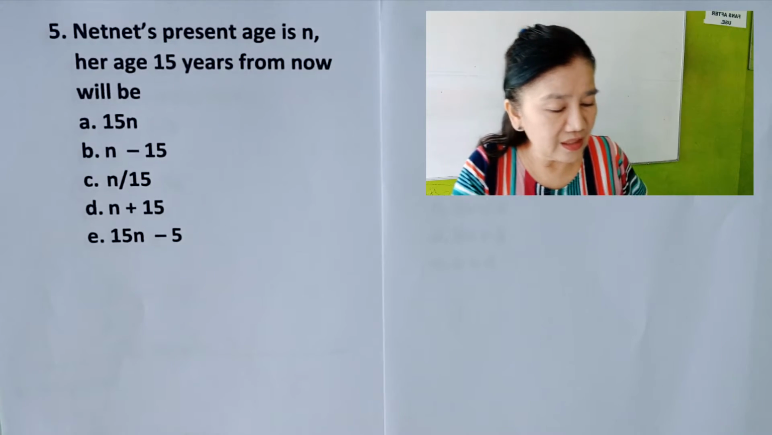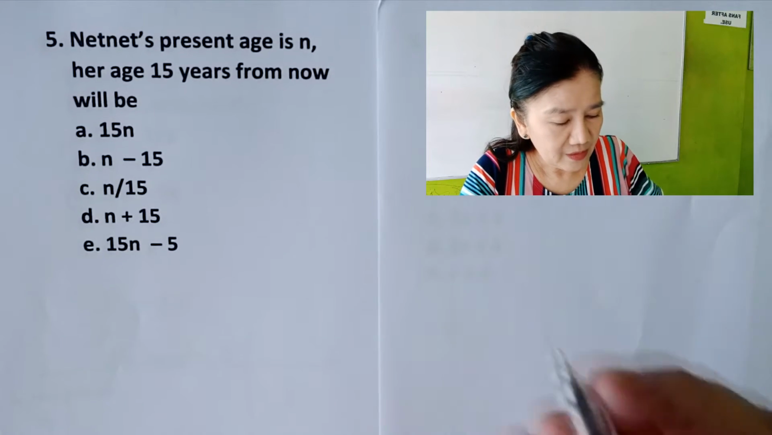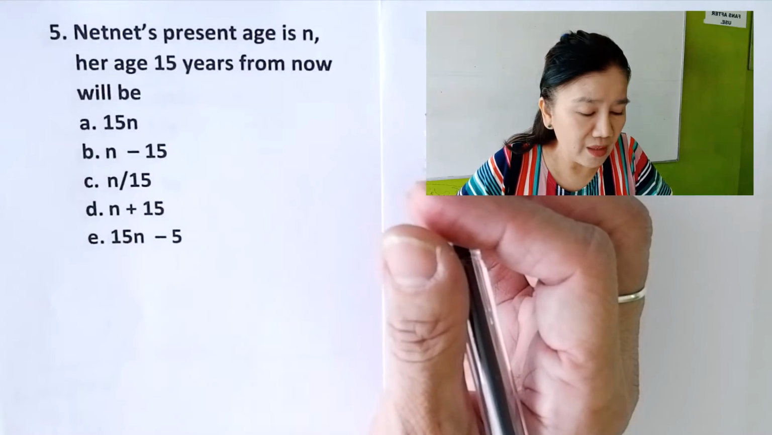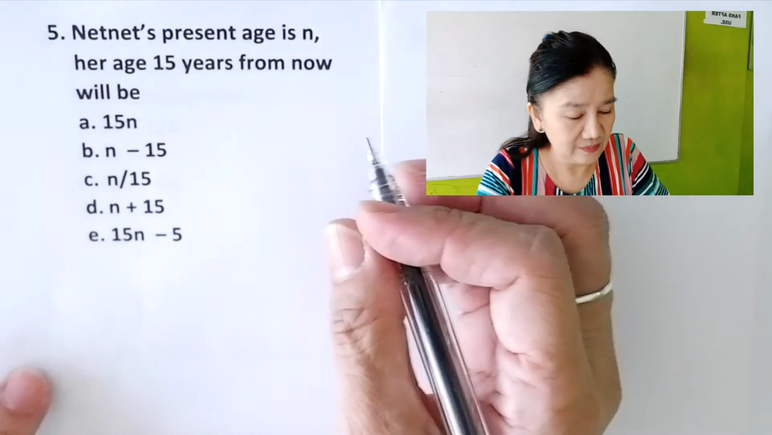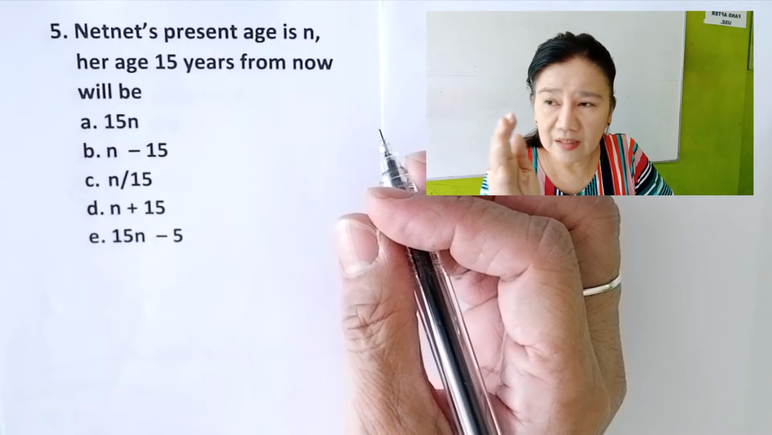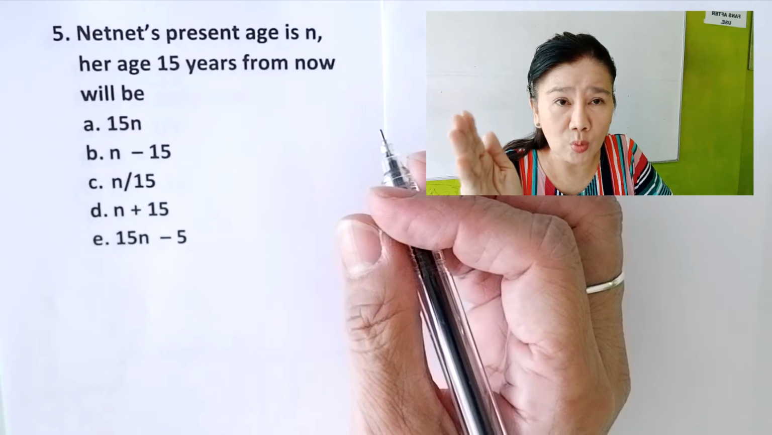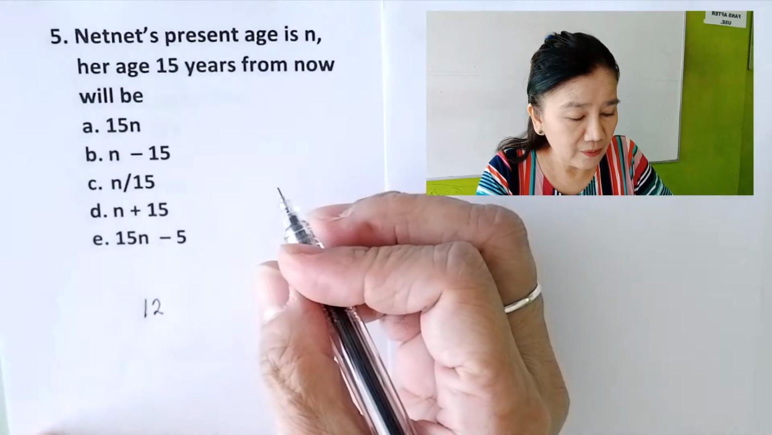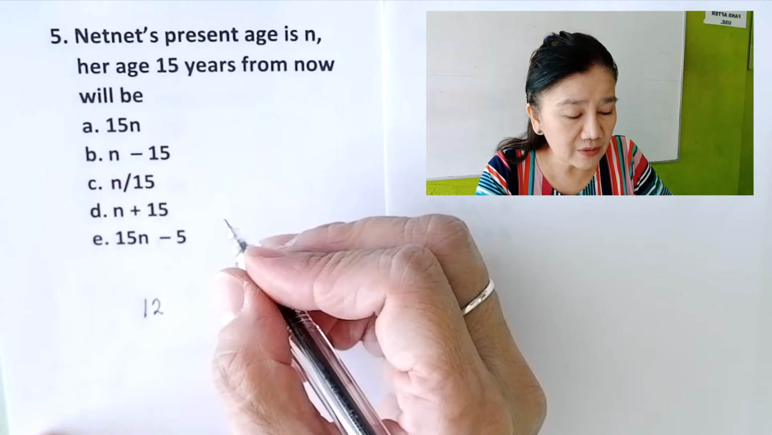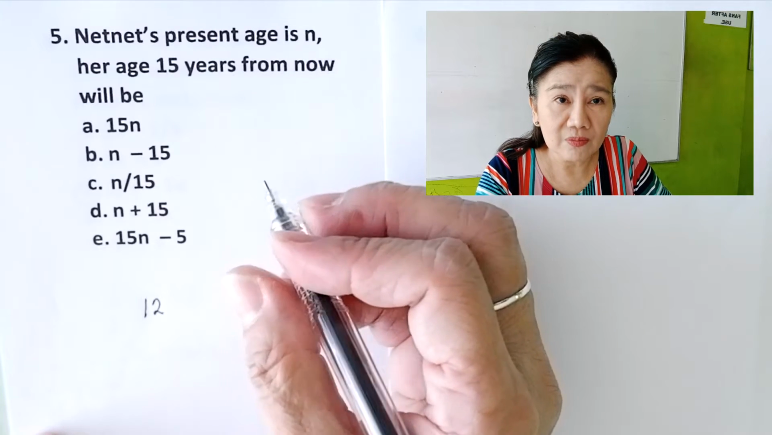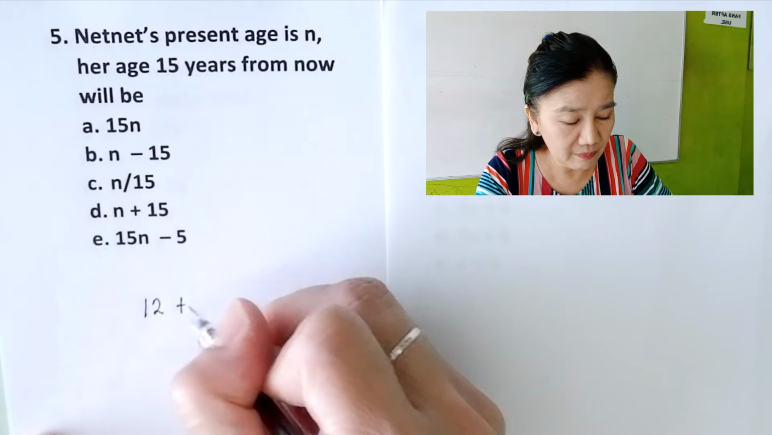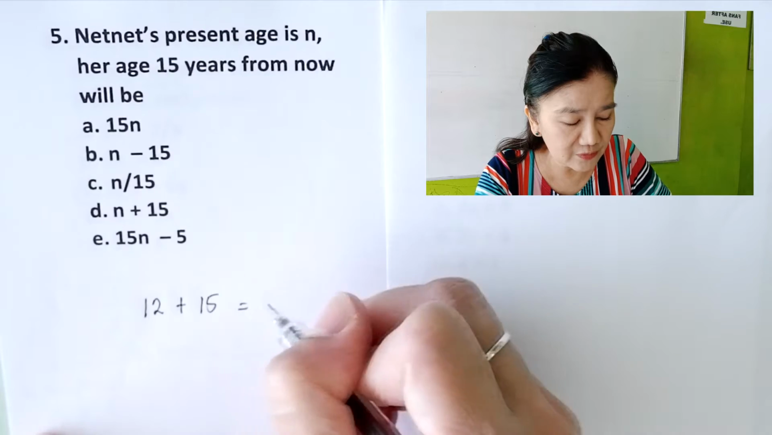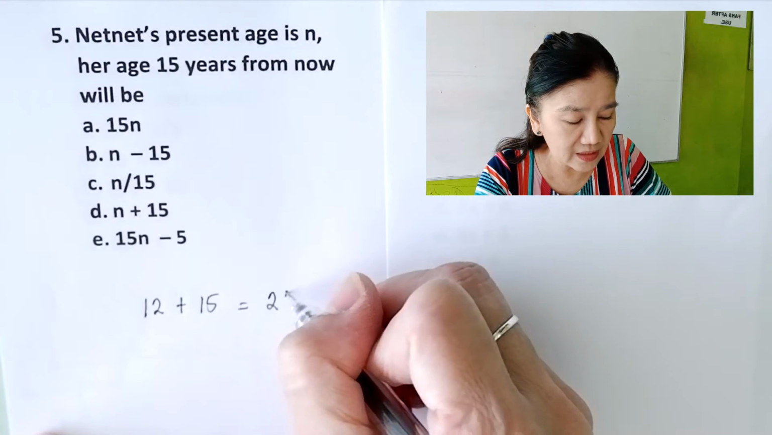Net's present age is N. Her age 15 years from now will be, so let us say you're now 12 years old. What will be your age 15 years from now? It's going to be 12 plus 15. 15 years from now, you will be 27.